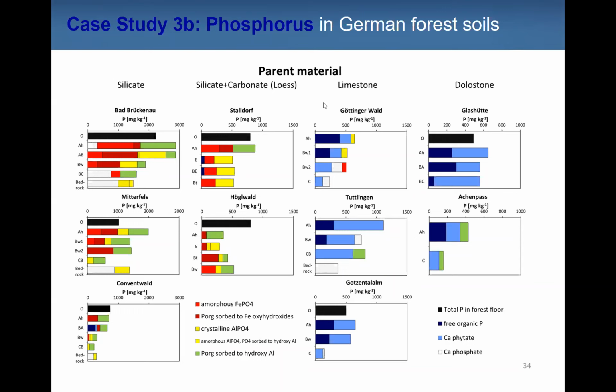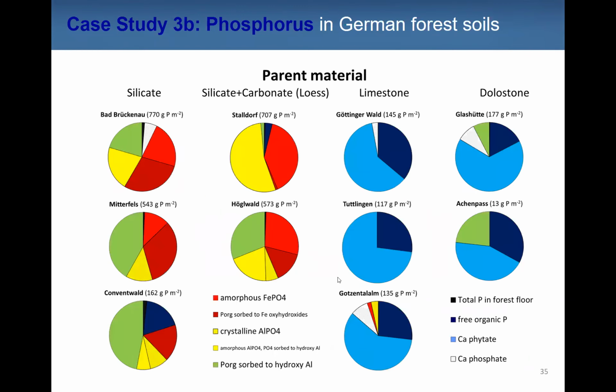So you see, it's a very nice pattern. Geology determines phosphorus speciation in German forest soils. And this is also the case in other forest soils of temperate regions like America or Russia. Here you see the phosphorus pools, mostly governed by iron and aluminum bound P in the silicate bedrock forests, and mostly calcium organic P in the calcareous bedrock forests.